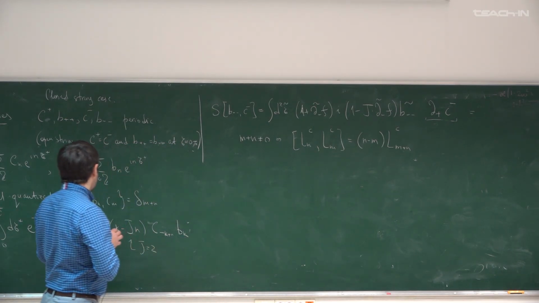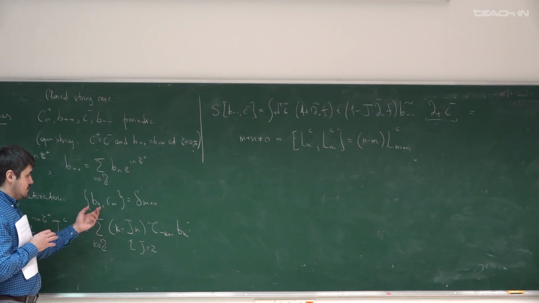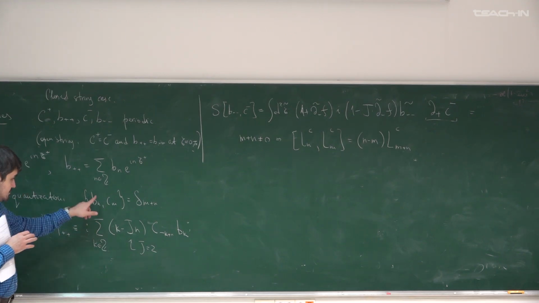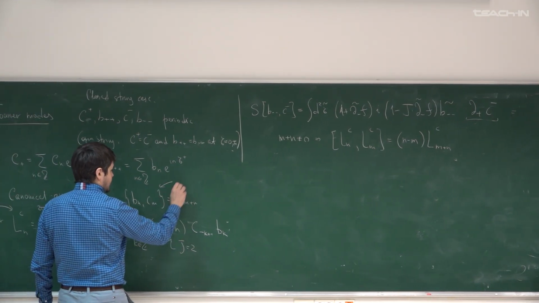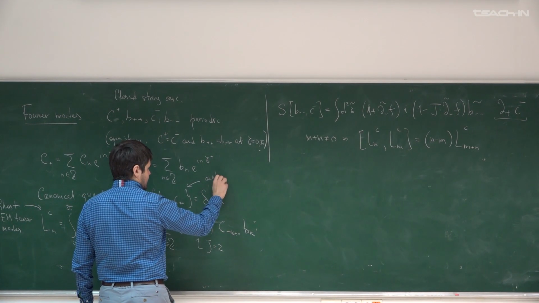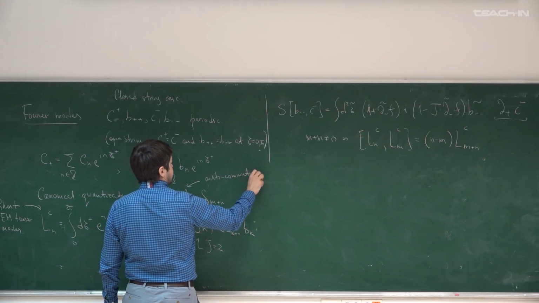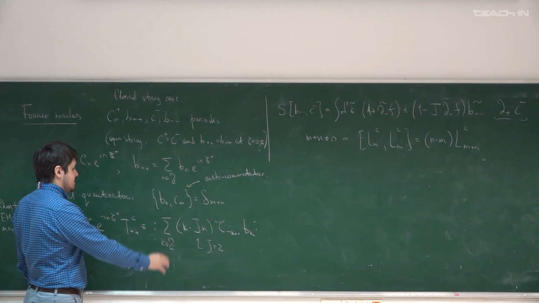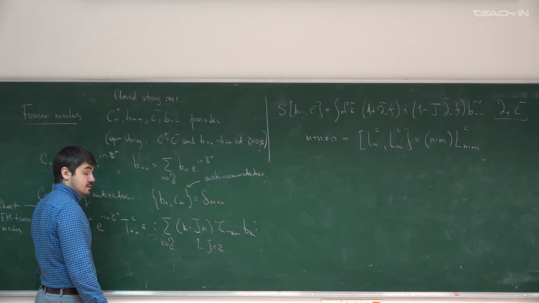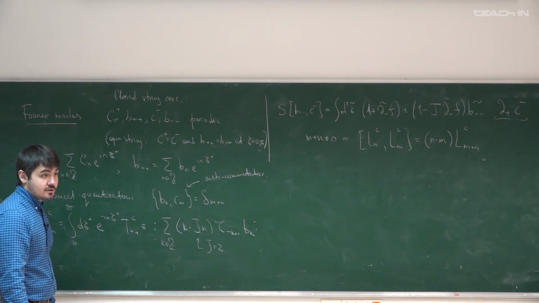Creation and annihilation operators are defined via this exchange relation. By the way, this is an anti-commutator, not a Poisson bracket. So B's and C's with positive values of the index are annihilation operators. The ones with negative values of the index are creation operators.